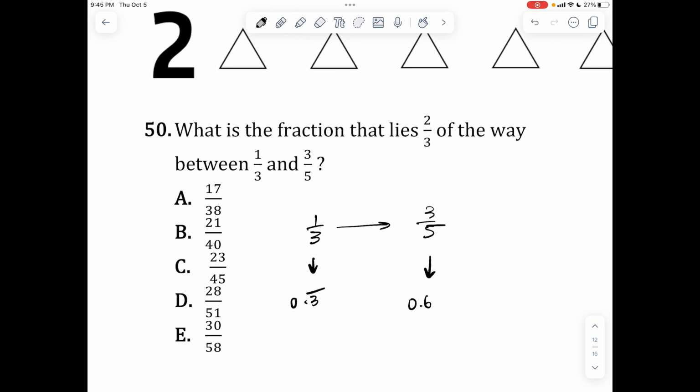So 0.6 minus 1 divided by 3. You get 0.26 repeating, and then we're going to take 2/3 of that. You get 0.17 repeating. Now we're going to add that to 0.3 repeating. So 0.6 minus 1 divided by 3 plus 1/3.